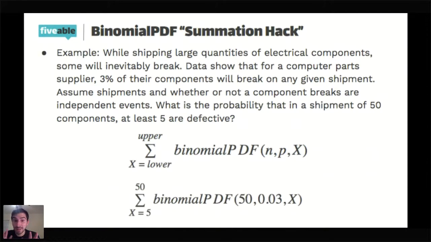And so that's my little life hack for at least 5 or up to 10 or things like that: leave X as X, use summation notation, and put your boundaries on the edge there.